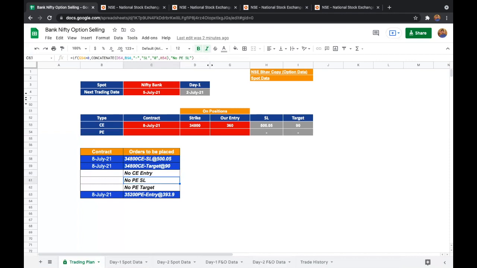Also, since we do not have any put sell positions, we don't have to place any put sell stop loss, right? Similarly, no put sell target as well. But we do not have any put sell position, so we need to place an entry for that. So we'll be placing a 35,200 put sell entry at 393.9, which our system suggests, right? So we place all these orders at 9:25 a.m.